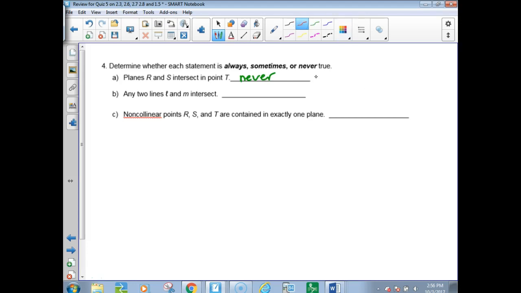Okay, like the ceiling and the floor of a house. If they came together in one little dot, it wouldn't hold up. All right, any two lines M and N intersect. If you have two lines, must they intersect? No, but they might. So that's where you get something that would be sometimes.